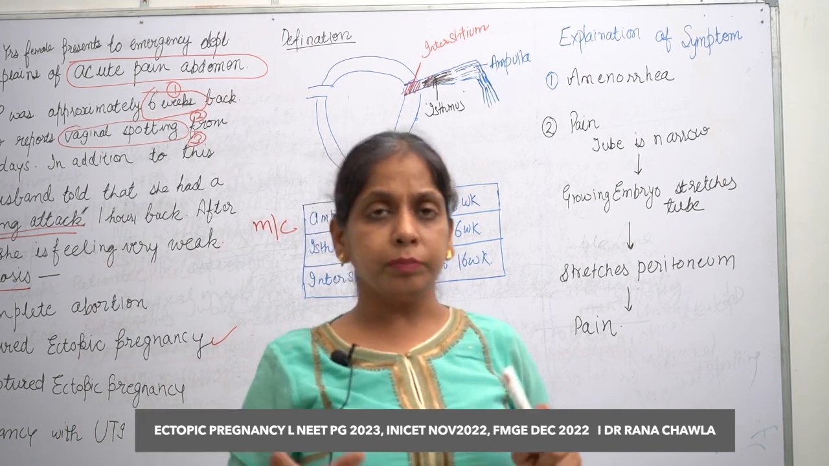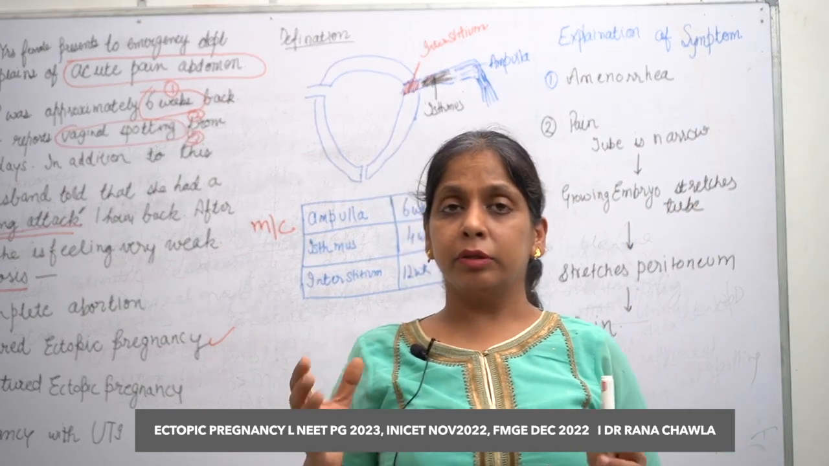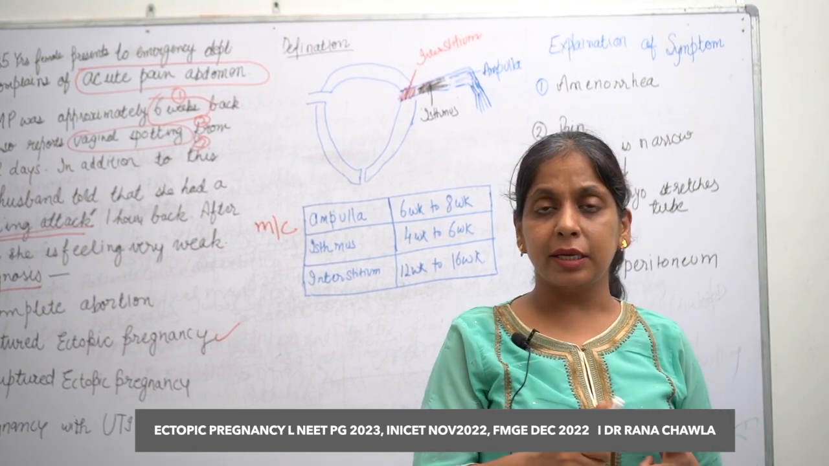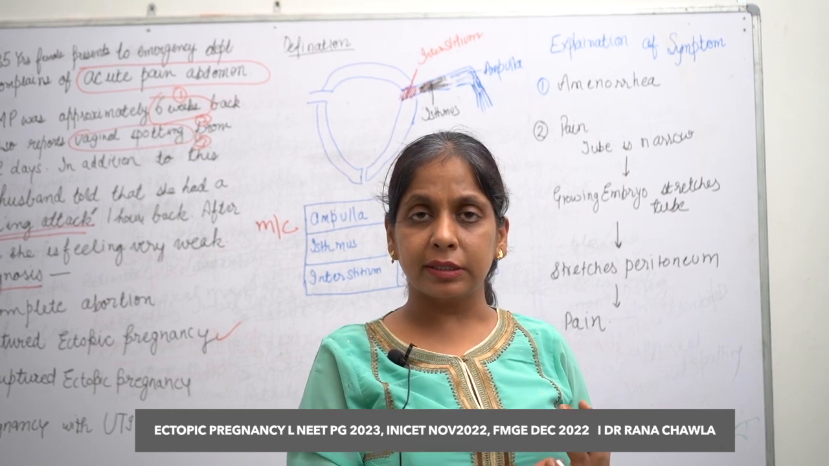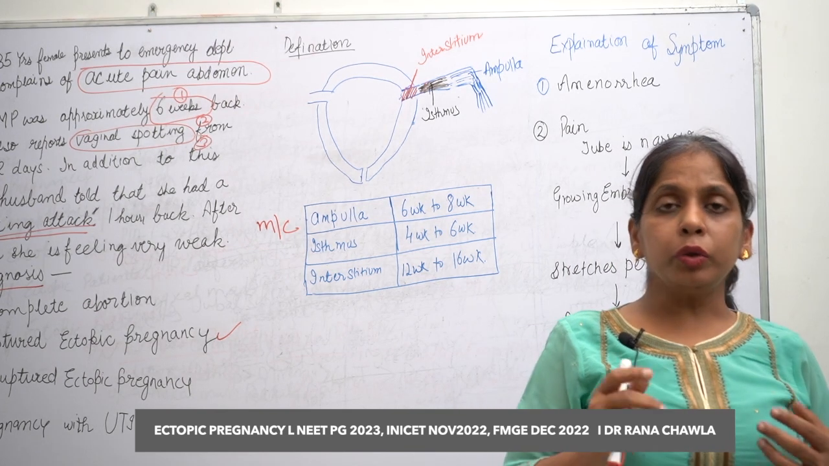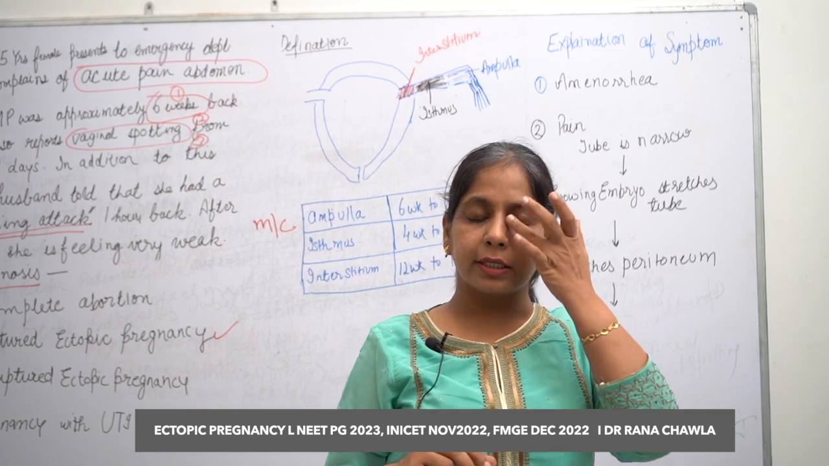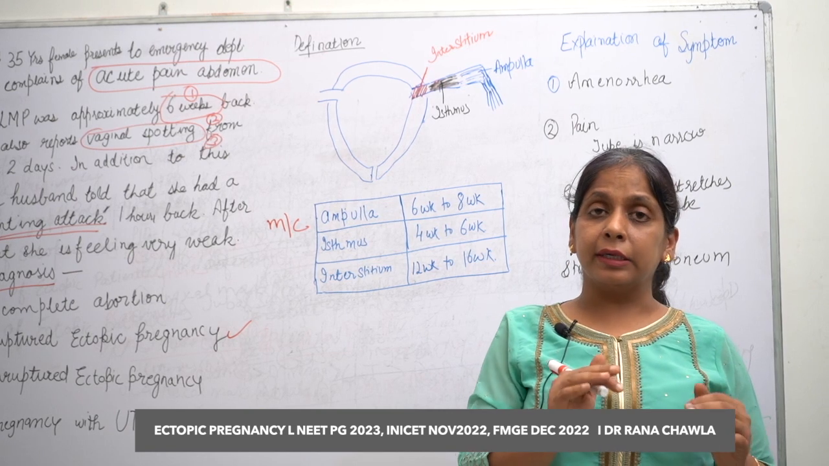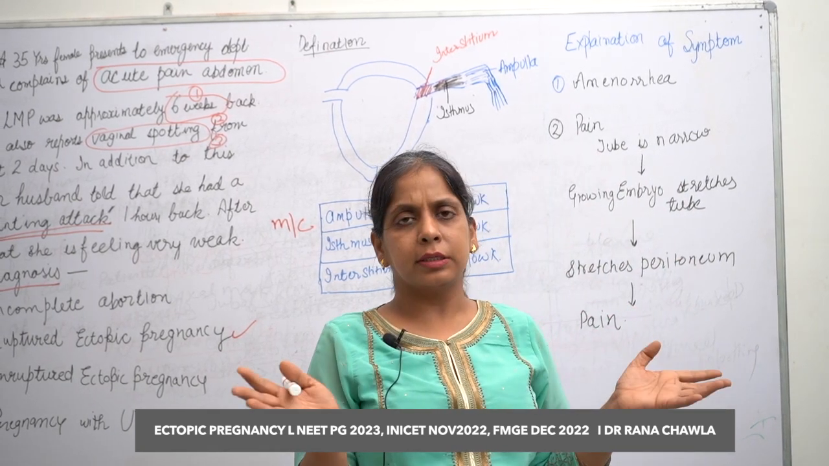Now we will come back to the patient who has come with those complaints: amenorrhea of early pregnancy, acute pain abdomen, vaginal spotting, and a fainting attack. Now you know that this is a patient of ectopic pregnancy, and the patient has come around 6 weeks, so this patient has an ectopic in the ampulla and it is ruptured.